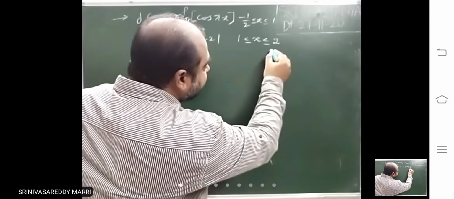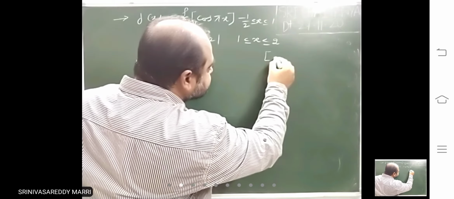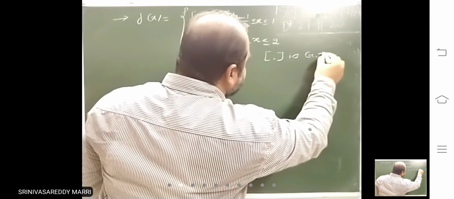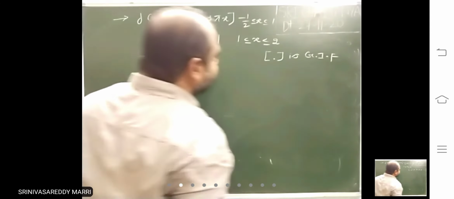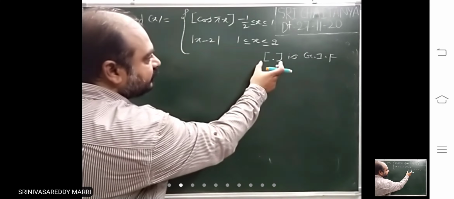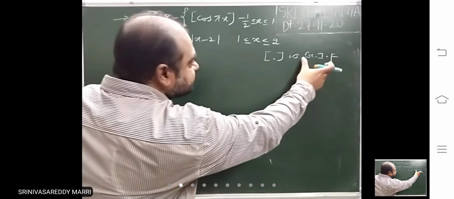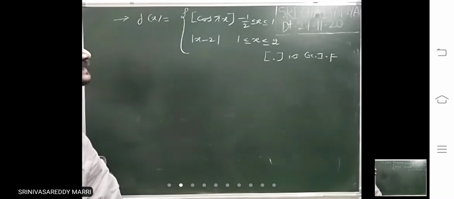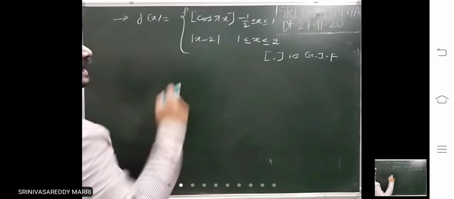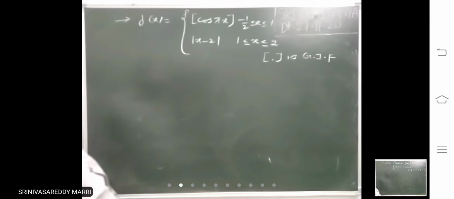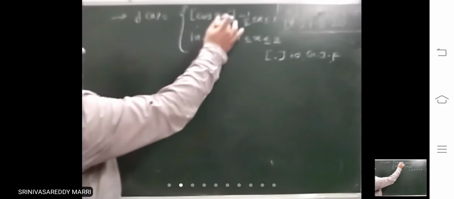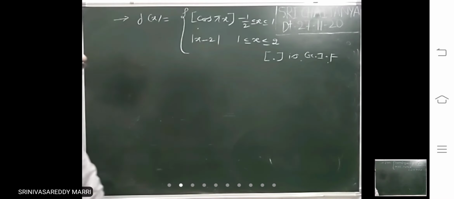In the exam, they will give a sum like this. This bracket is GIF. That indicates that this is step of x. Step denotes the greatest integer function. If it is given like this, you can take it as step. Otherwise, it will become a normal bracket. So look, minus half to 1 is defined, 1 to 2 is defined.